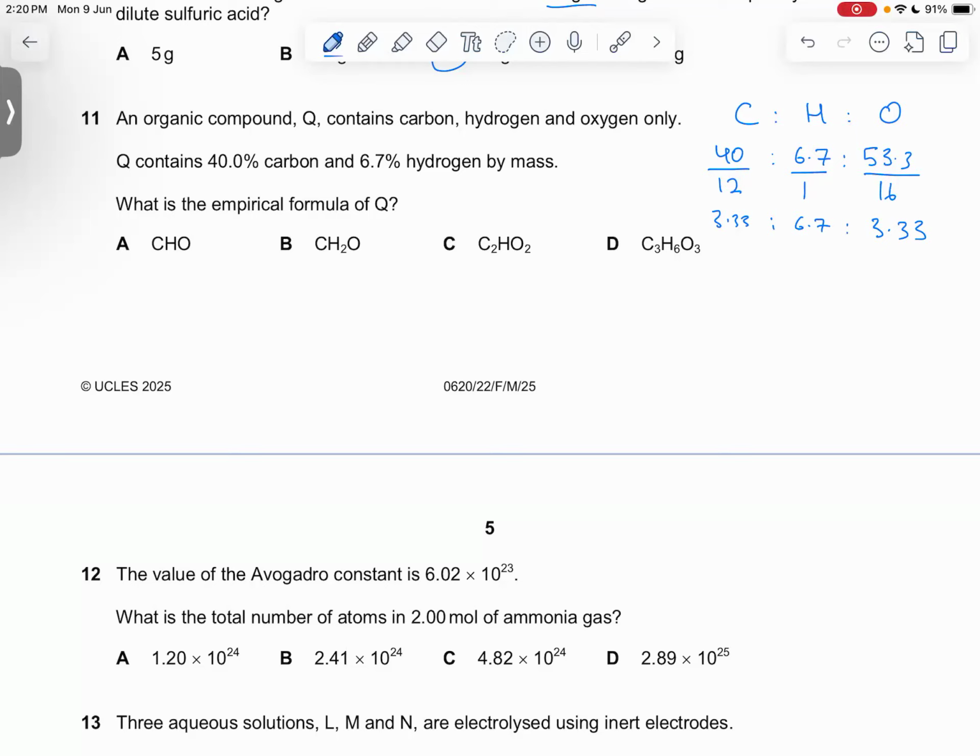We divide them by the smallest number to simplify. So basically divide everything by 3.33. We get 1 is to, when you divide 6.7 by 3.33, you get 2.01. 2.01 is very close to 2, so we are going to call it 2. And 1. So the empirical formula is CH2O. B is the correct answer.